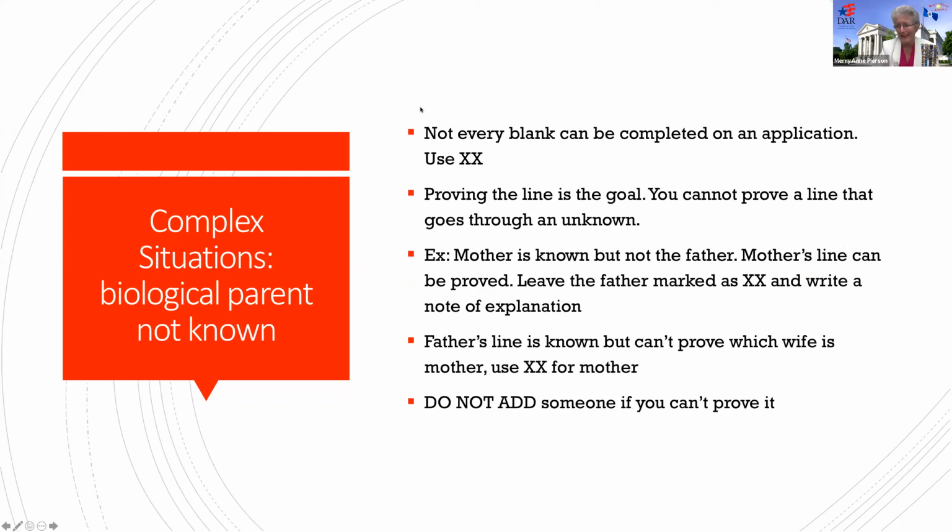Remember, you can't complete every blank on an application. And you don't have to. I know that we all strive to get the first 3 generations, but what about that woman whose birth certificate doesn't show who her father was, and you're going through the mother's line? Put X's in that block. If you can't prove it, you can't use the line that goes through an unknown, but you can use a line that has unknowns in one side or the other parentage. And don't add anything if you can't prove it.